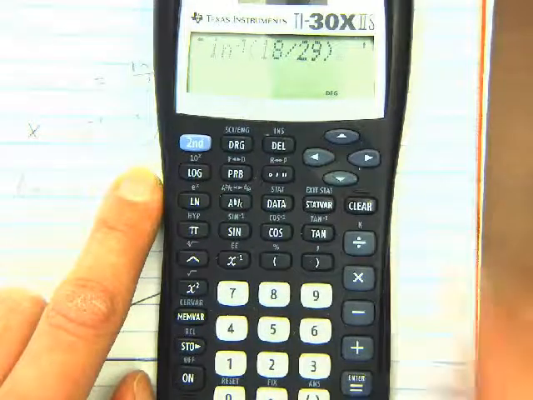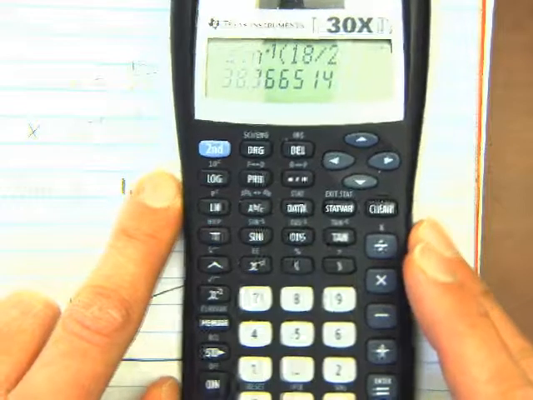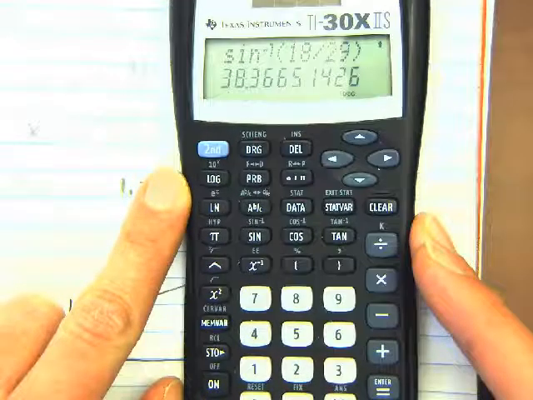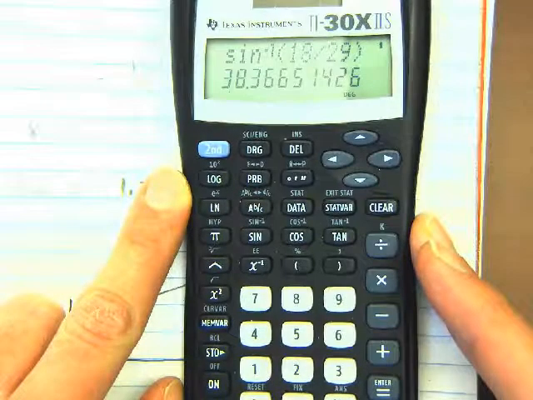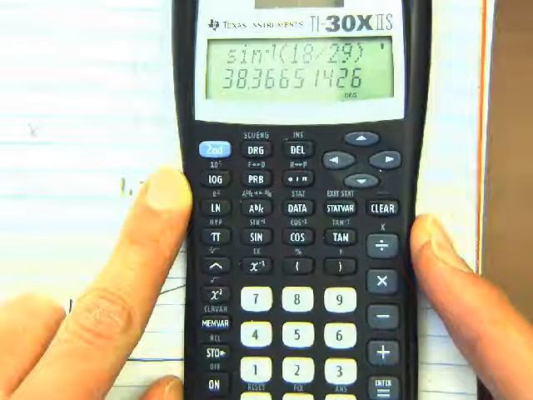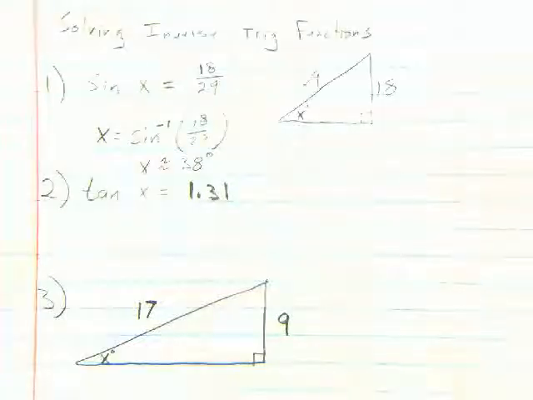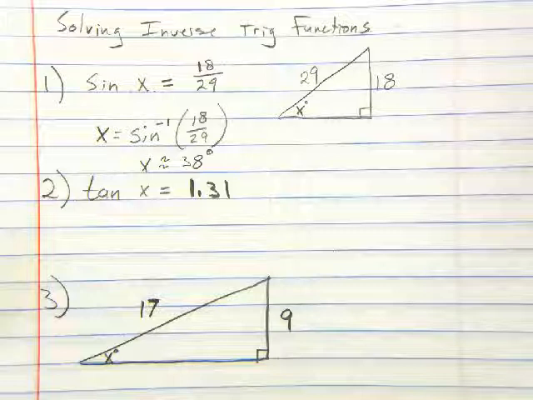I hit equals, and then that's going to tell me what degree that angle has to be. And for these problems, just go ahead and round to the nearest whole angle. So in this case, 38.3 would become just 38. So x is approximately 38 degrees. All right? And that would be how you would do that problem.